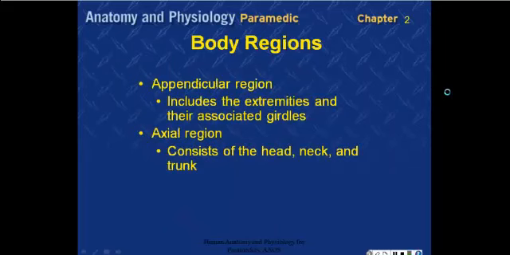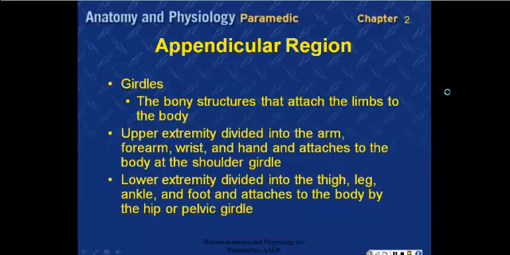There are body regions defined by the skeletal system. The appendicular region includes the extremities and their associated girdles, meaning the shoulder and the pelvic girdles, whereas the axial region consists of the head, neck, and the spine or the trunk. The girdles are the bony structures that attach the limbs to the body.